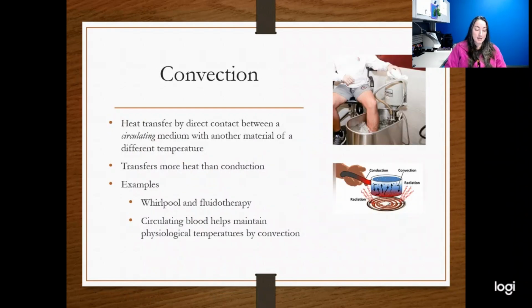Convection is a different type of heat transfer, a different mode. This is heat transfer by direct contact between a circulating medium and another material of a different temperature. It transfers more heat than conduction. Some of the examples are whirlpool or fluidotherapy. So here's whirlpool, kind of like being in a hot tub where you turn the jets on and there's water swirling around you. That actually, the convection, the swirling motion around you, transfers the energy faster.